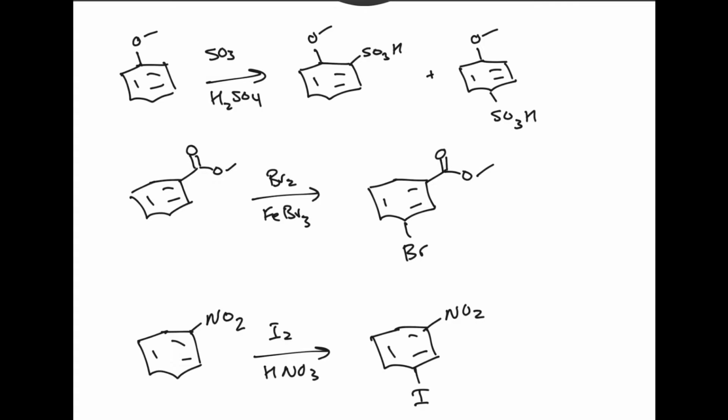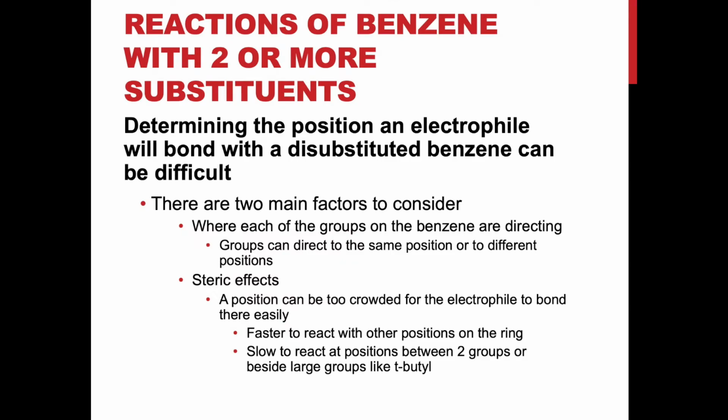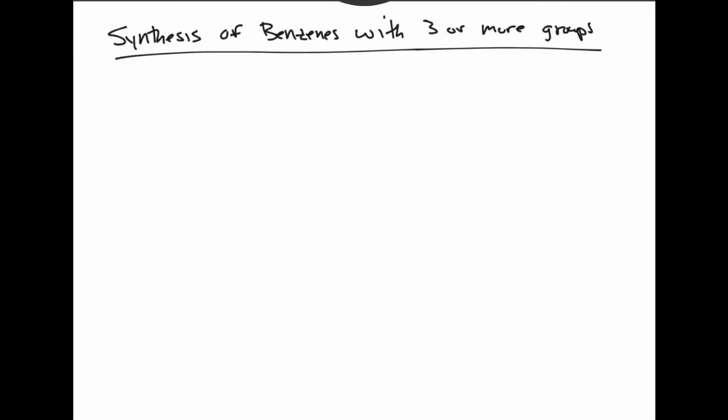All right, so now we're going to talk about what happens when you want to add a third or a fourth group to your ring. How do we do that? How do we determine where that third group or that fourth group is going to go? Right? So there are two factors that you need to consider. The first is electronics.